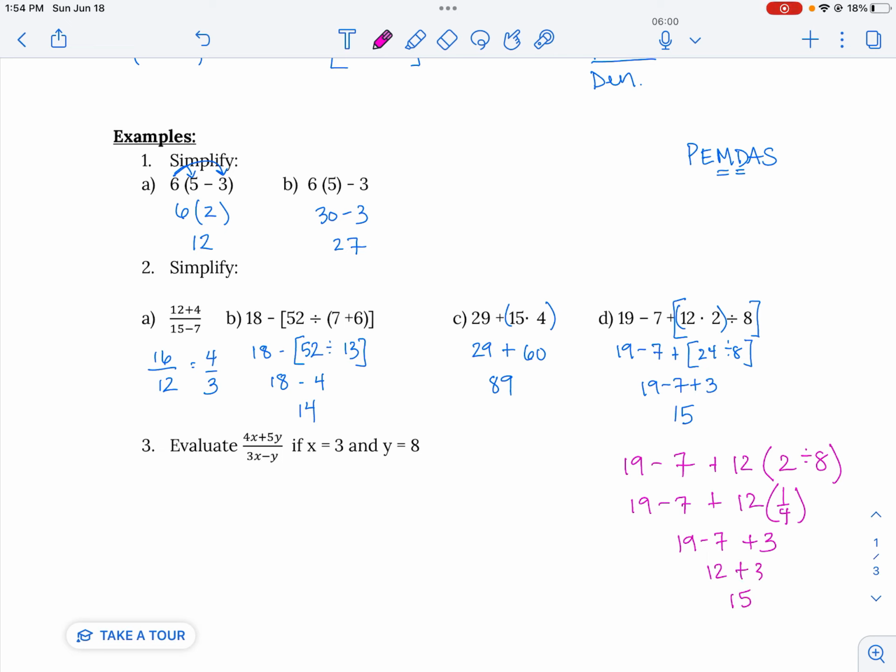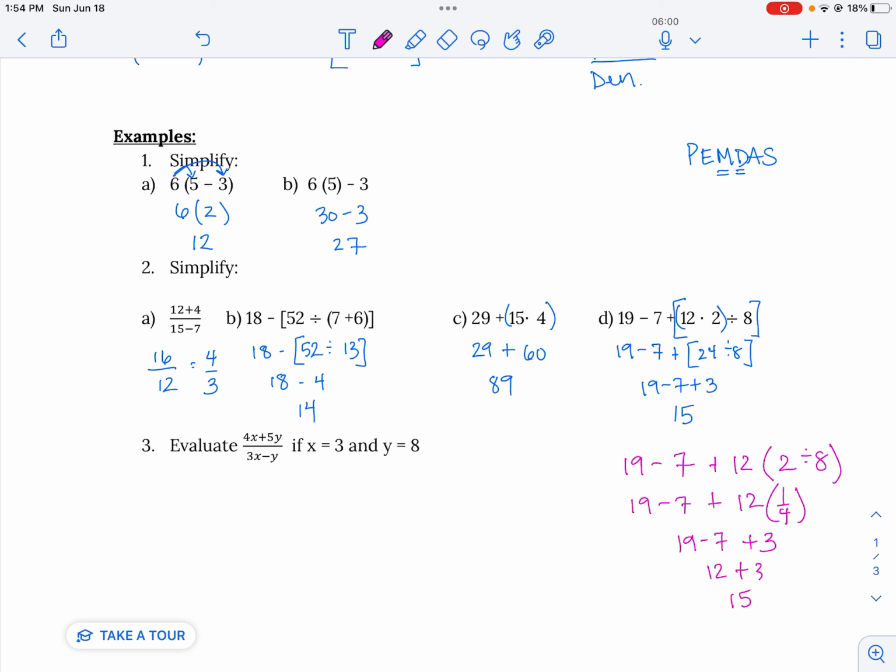Now, you don't have to get creative all the time in problems like this. You can follow the order of operations often with or without some sort of grouping symbol, but sometimes it's helpful to organize your thoughts to put some parentheses around, okay, what do I have to do first?